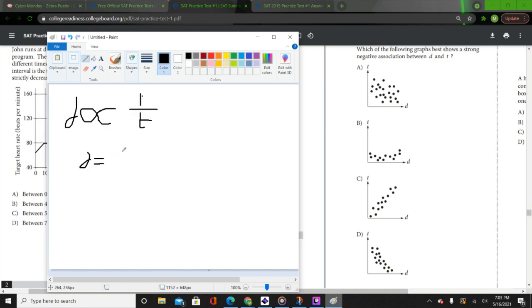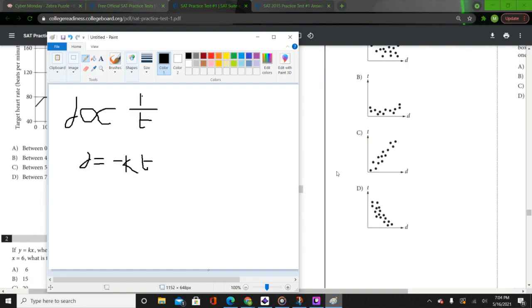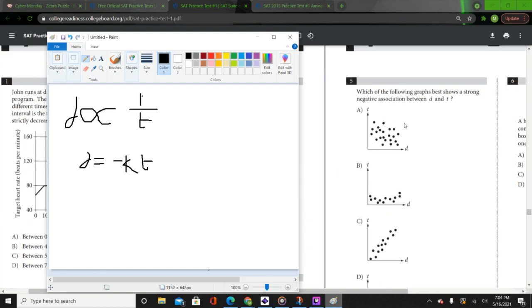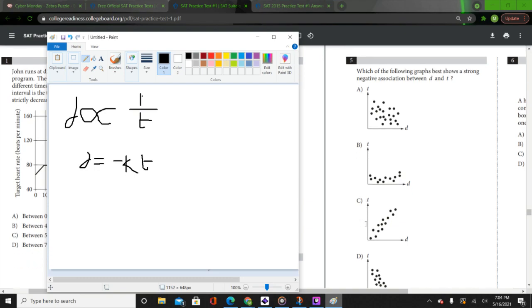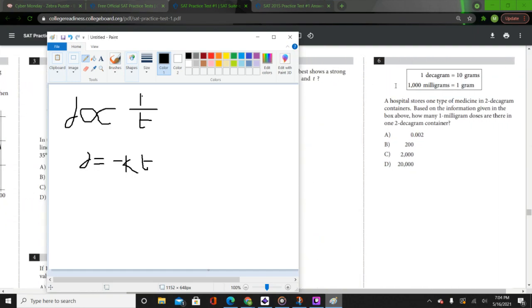D is not equal to 1 over T, because 1 over T is more of a curve, and here we're looking for more of a straight line. I believe that's actually the notation, but I could be completely wrong. D is equal to basically negative KT, where K is some sort of constant, and the negative indicates negative. So yeah, D is the best choice. A is close, but it's just not as strongly negative. And C is strong positive. But yeah, when you see negative association, think negative slope. And that's really the best advice I can give you.